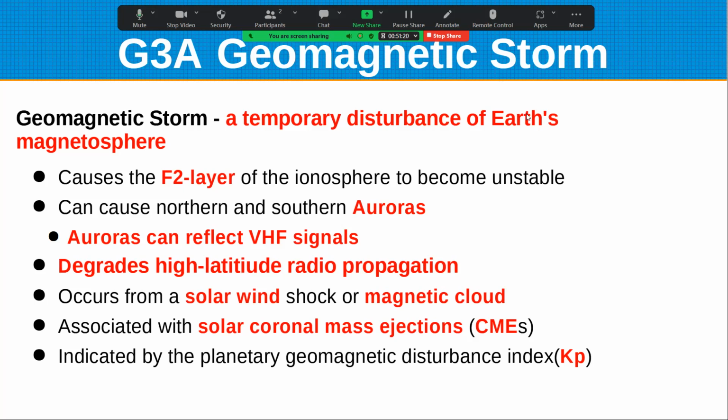A geomagnetic storm is a temporary disturbance of the Earth's magnetosphere. It can cause the F2 layer, which is the highest ionization layer, to become unstable. It can increase the northern and southern auroras, the aurora borealis and the australis. And they can be used to reflect VHF signals. You get long-range transmissions. Yeah, but there's nobody at the poles to communicate.